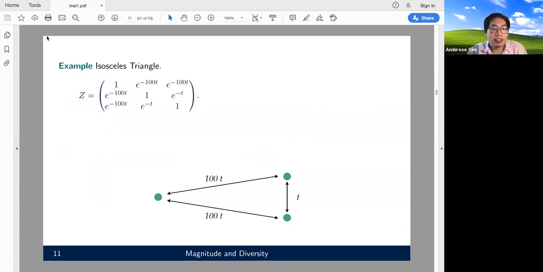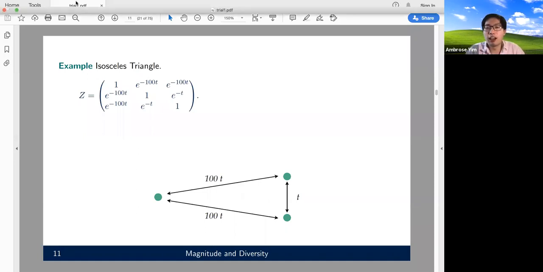Let's take a slightly less trivial example. So let's take these 3 points, arranged in the way shown at the bottom. This is an isosceles triangle. 2 sides are length 100 times t, and 1 side is length t. As we reduce this t closer and closer to 0, these points become more bunched together, so that effectively they would have size 1.